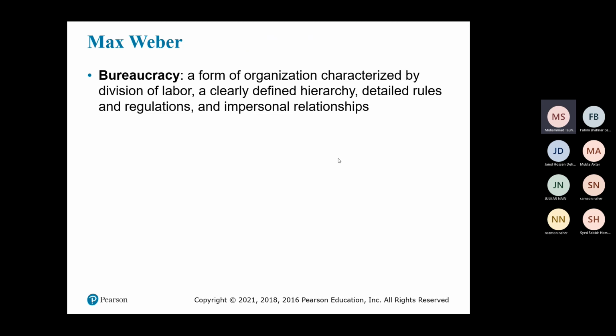So Max Weber studied the organization. If Henry Fayol studied management, the manager, now comes Max Weber, who studied the organization. He came up with the term we call bureaucracy. Bureaucracy is an organization that has a clear division of labor, clear hierarchy, clear rules and regulations, and also impersonal relationships. That is bureaucracy, highlighted by Max Weber.